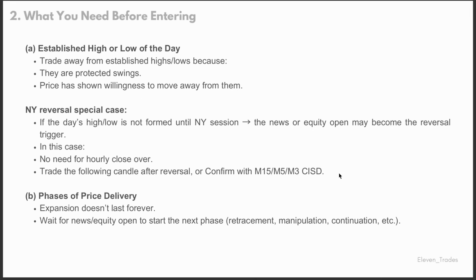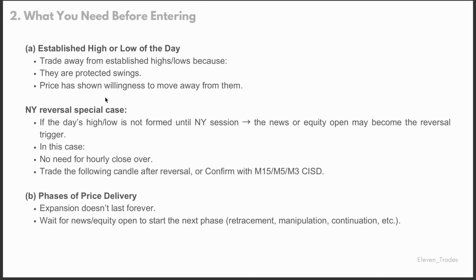I've talked about this in my previous video and also the videos prior to that. You need an established high or low of the day to trade away from. Why is that? Because the established low or high of the day actually removes the blur. You know that the protected swing or the wick of the daily candle shows price is willing to expand higher or lower, and I can trade the continuation.